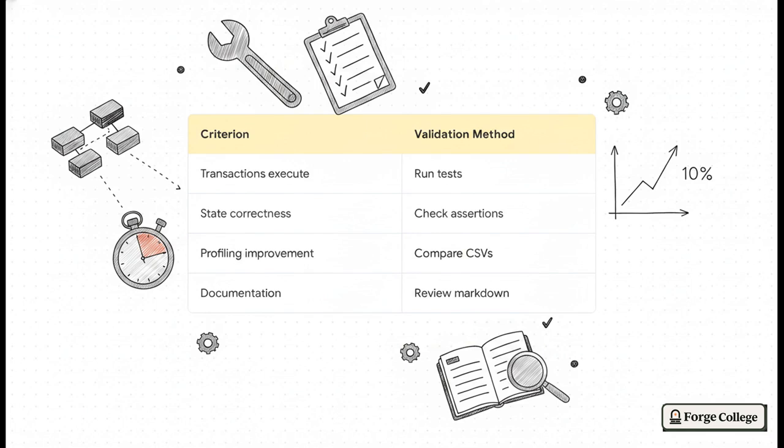Next, state correctness. We explicitly check our account assertions to make absolutely sure the right data ended up in the right place. Then, profiling improvement. We compare our newly generated CSVs to that baseline to verify we hit that strict 10% drop. And finally, documentation. We review our markdown. Because in a real-world Web3 team, if an optimization isn't documented, it basically doesn't exist. You've got to check every single box here to pass.